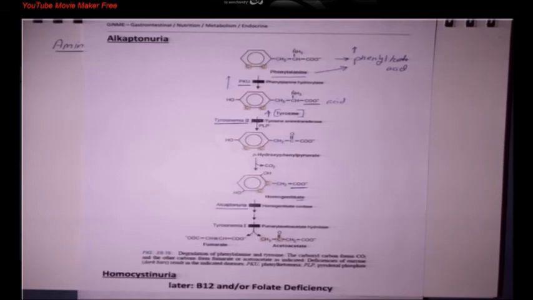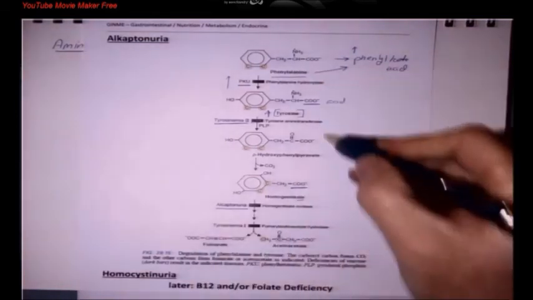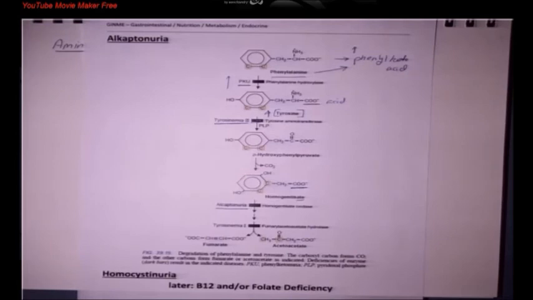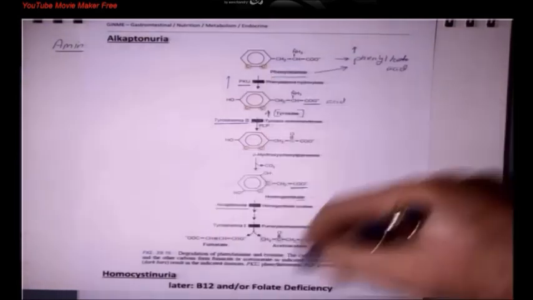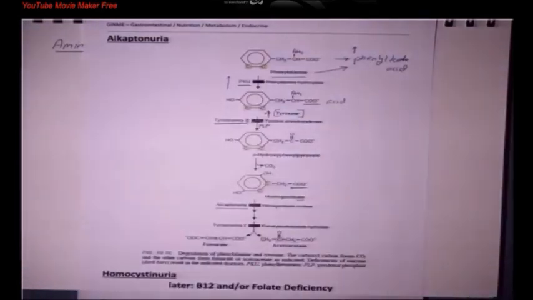Now here's a good question about phenylalanine and tyrosine breakdown. If all these enzymes are normal, and you're able to break them down to their final product, is this ketogenic or glucogenic? Both. Yeah. Glucogenic, ketogenic.